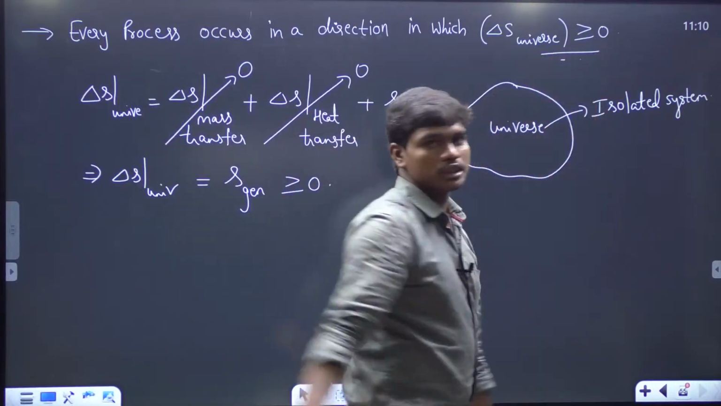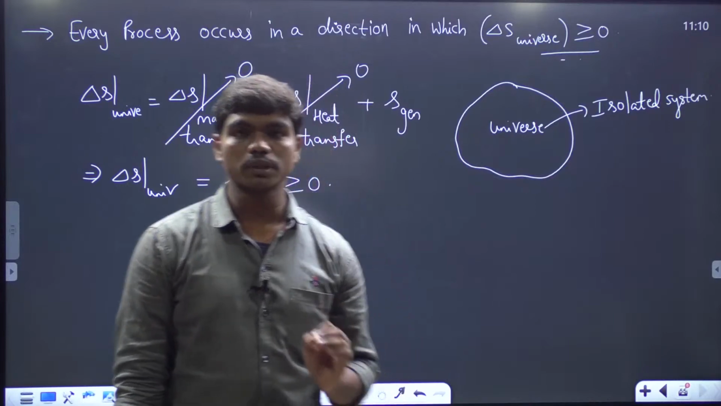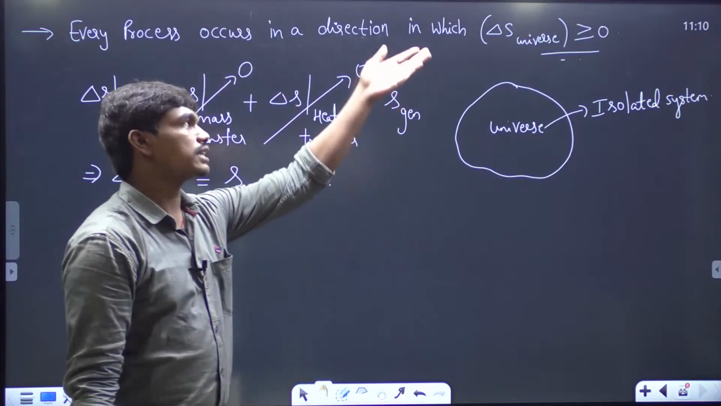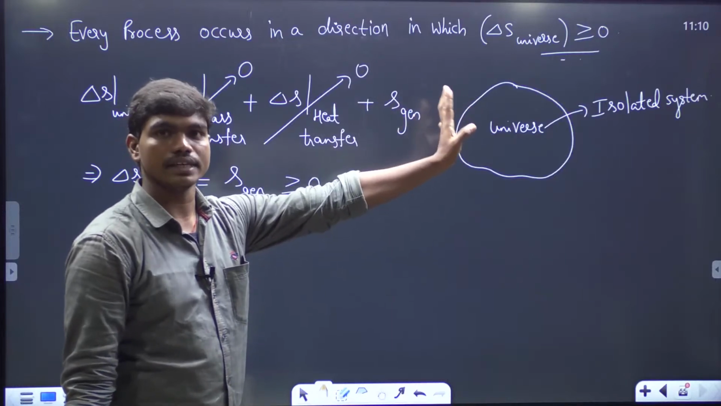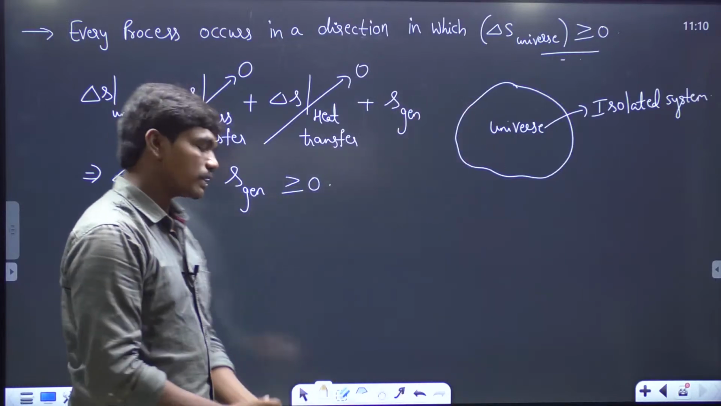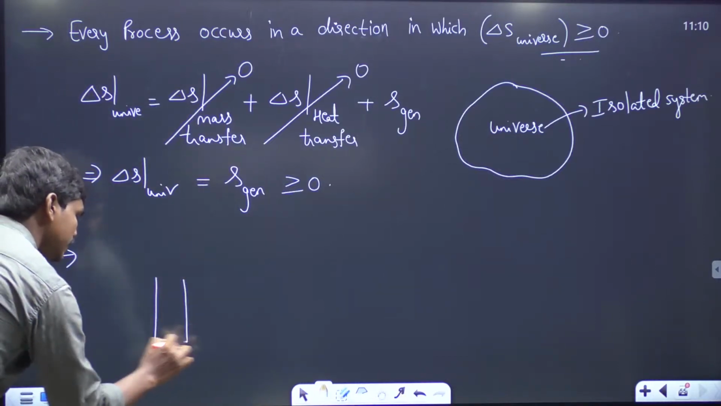Okay, so every process in this universe, I'm happy that many of you answered correctly, takes place in the direction that delta S of universe is always greater than or equal to 0. For example, on the initial day of this lecture we were discussing one thing: a coffee cup.